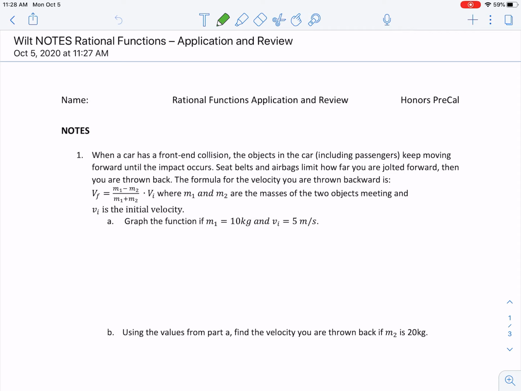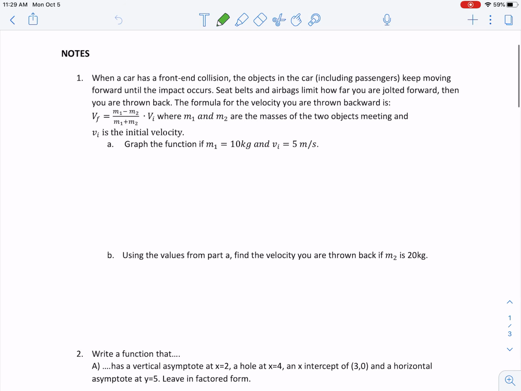Okay, today's lesson is applications of rational functions, and we're going to review for the quiz that you have on Thursday. The first problem talks about a car has a front-end collision. The objects in the car, including the passengers, keep moving forward until the impact occurs. Seatbelts and airbags limit how far you are jolted forward, then you are thrown back.